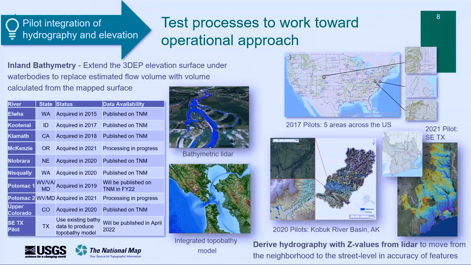On the right-hand side there, you can see we're using the elevation data that we've been collecting to create Z-enabled hydrography. So we take the elevation values on the hydrography and attach it directly so we can have a three-dimensional hydrography system.